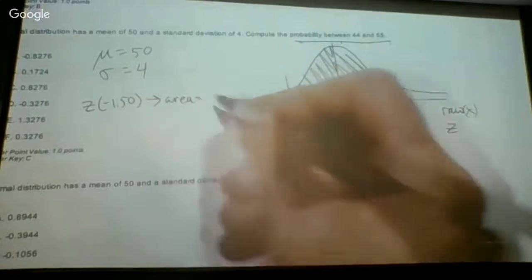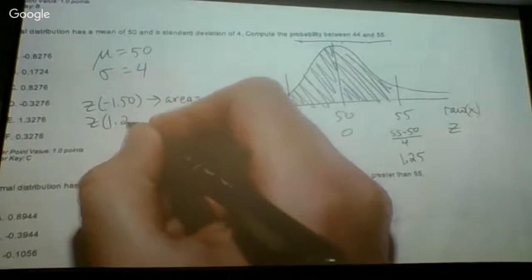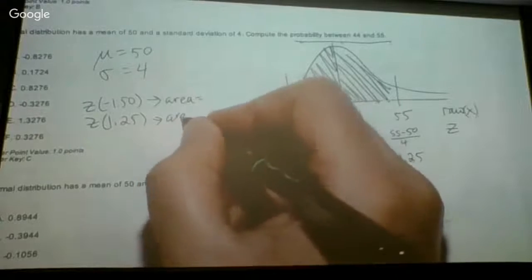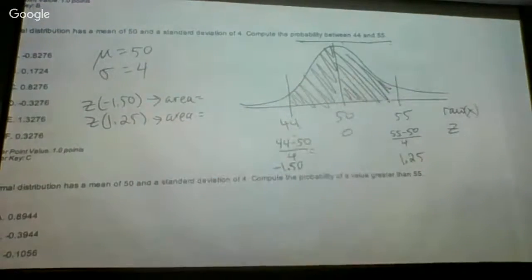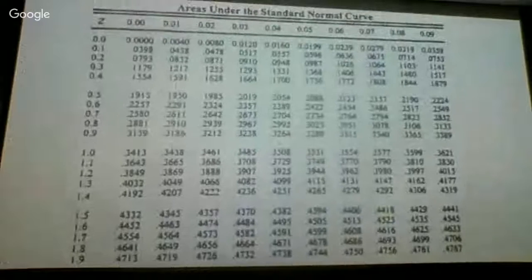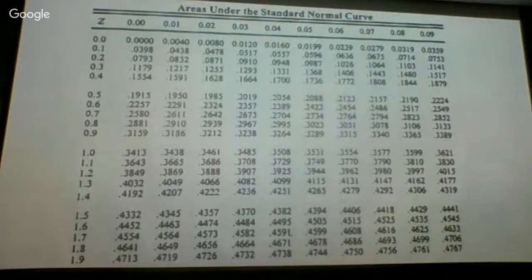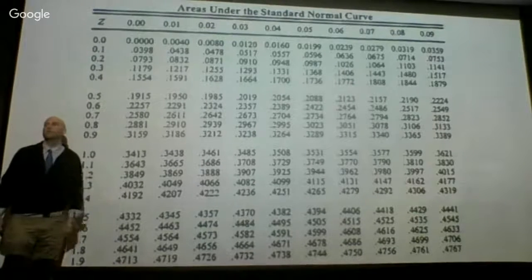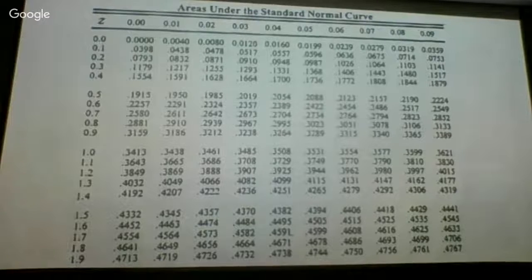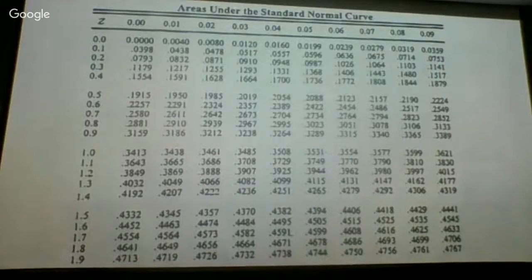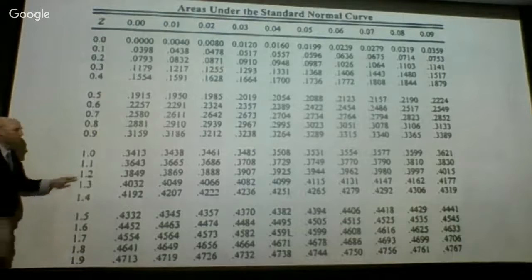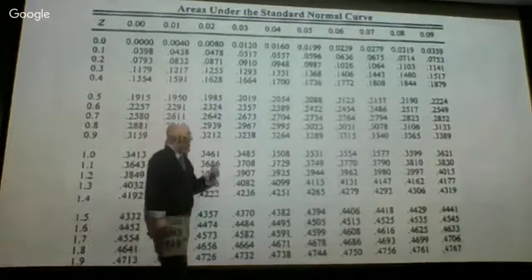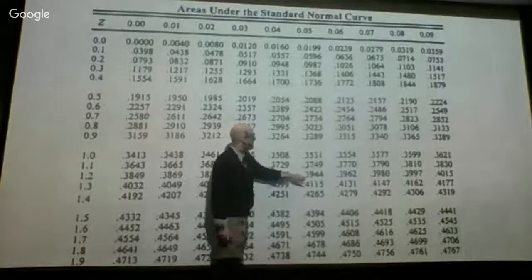I have a z-score of negative 1.5, so if z is negative 1.5, I know the area, something I can look up. I know that the other z is 1.25. Z is 1.5, what's my area? Okay, 0.4332. Come down to 1.50, very good. 0.4332. How about a z of 1.25? Steve, you got that? Yeah, 0.3944.